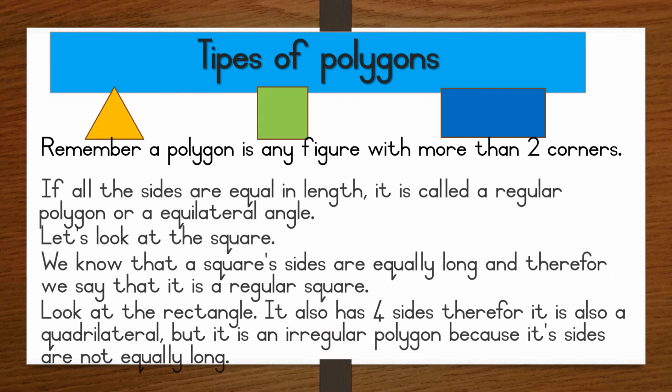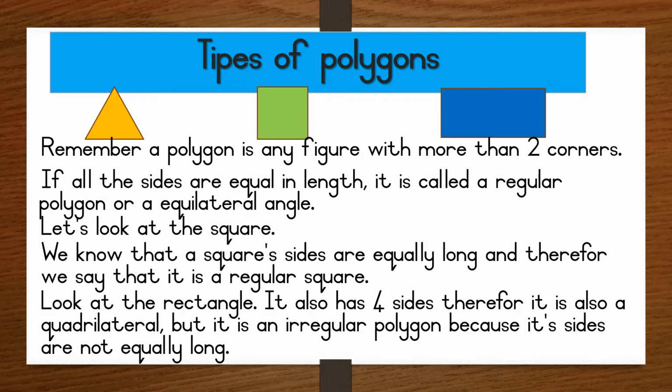Now, remember, a polygon is any figure with more than 2 corners. If all the sides are equal in length, it is called a regular polygon or an equilateral polygon. Let's look at a square. We know that a square's sides are equally long, and therefore we say that it is a regular polygon. Now let's look at a rectangle. It also has 4 sides. Therefore, it is also a quadrilateral, but it is an irregular polygon because its sides are not equally long.